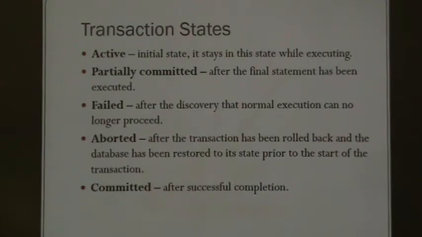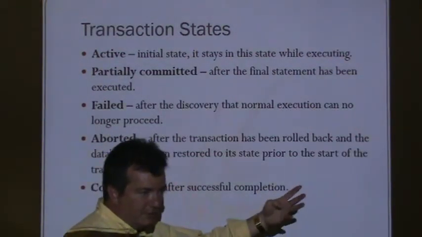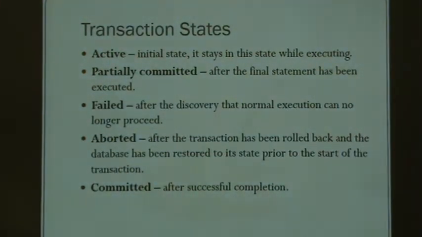We can go into a state of failed, which is after the discovery that normal execution cannot continue. So if for any reason we're trying to write to a field we don't have access to, or the power goes out or something like that, we're failed. We could be considered in the aborted state if the transaction has been rolled back from the database, and then the database has been restored to its data prior to our transaction starting, we have officially been aborted, and then we could start over again.